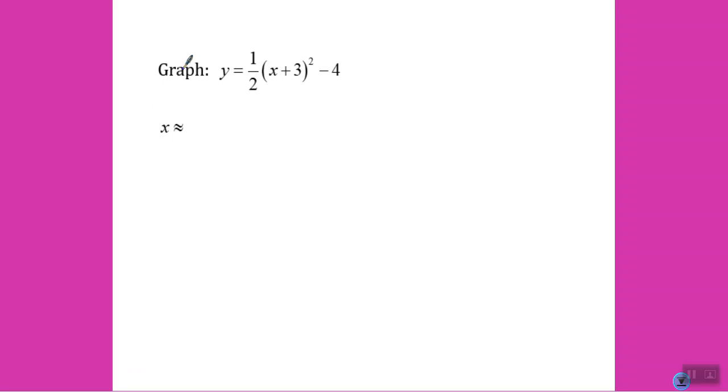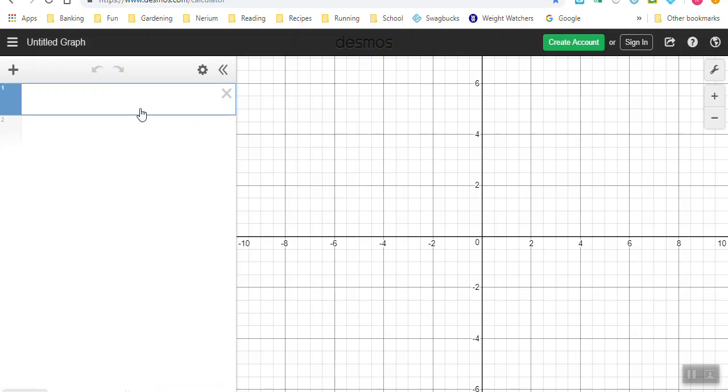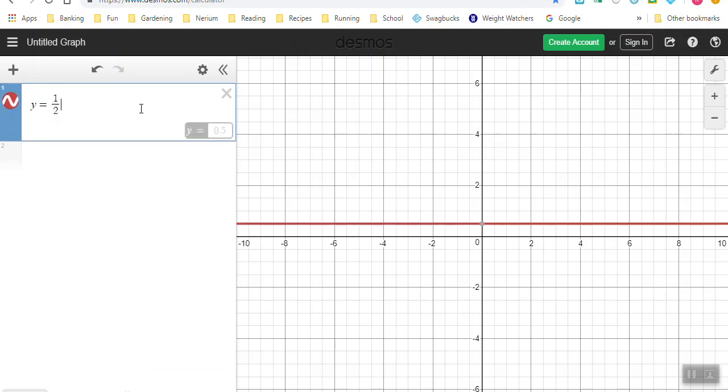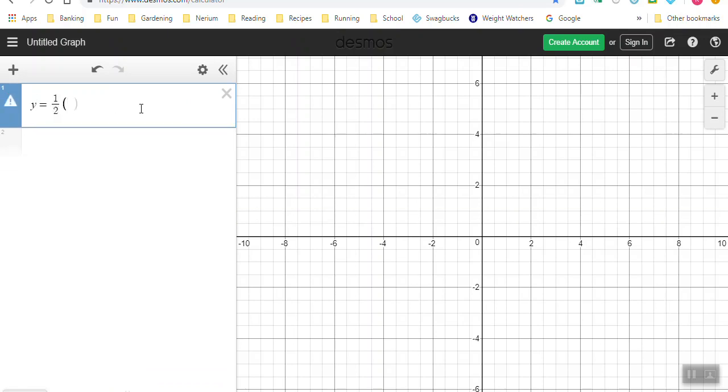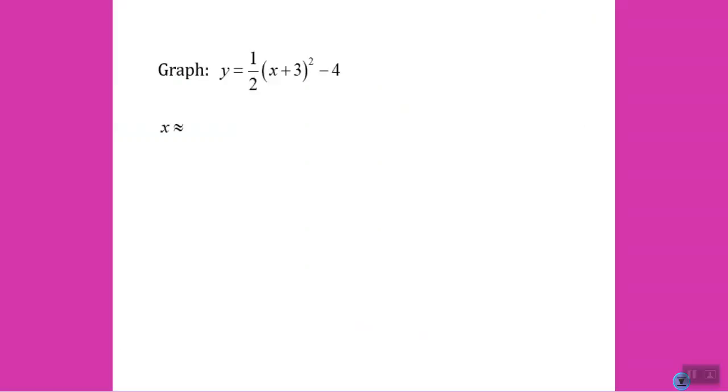So if we graph the equation y equals 1/2 (x plus 3) squared minus 4, let's see what our solutions would be. So y equals 1/2 (x plus 3) squared minus 4.